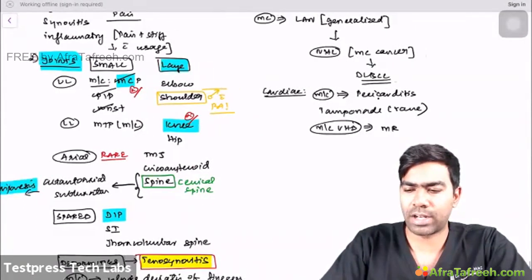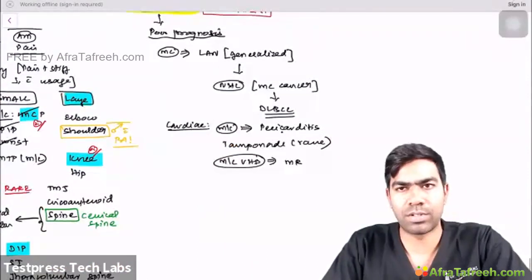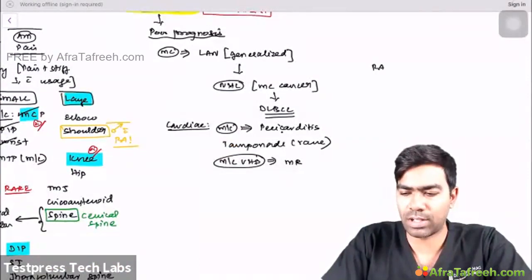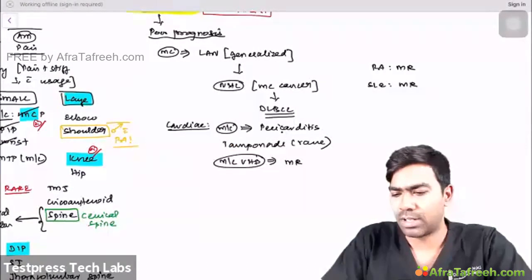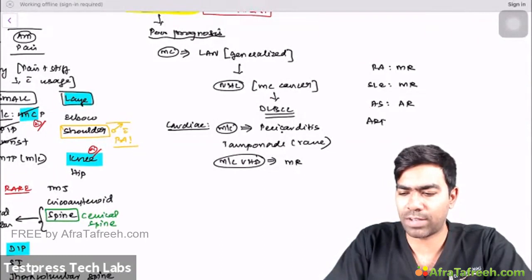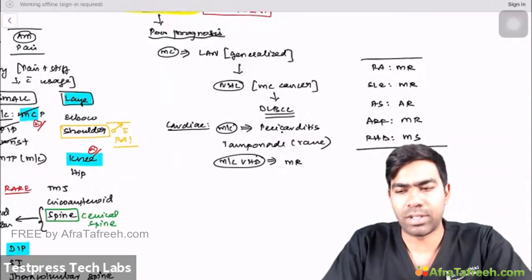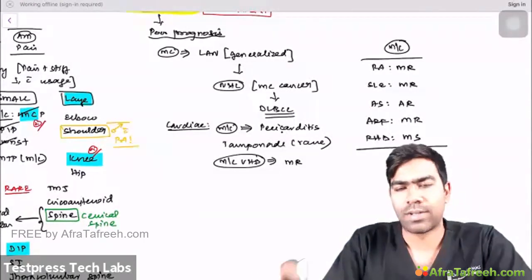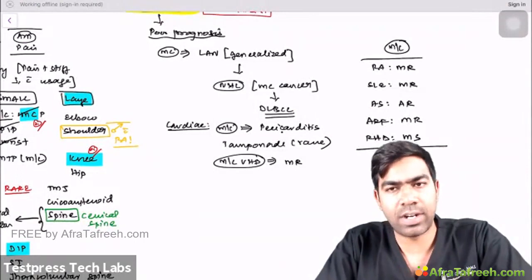And there are some connective tissue disorders that you need to know which produce some valvular heart disease. One is rheumatoid arthritis, most common is mitral regurgitation. Then in SLE, most common is mitral regurgitation. Then in the setting of ankylosing spondylitis, it is aortic regurgitation. In the setting of acute rheumatic fever, it is mitral regurgitation again. In the setting of rheumatic heart disease, it's going to be mitral stenosis. I mean, these are the most commons. Most common valvular heart disease involved in different connective tissue disorders.